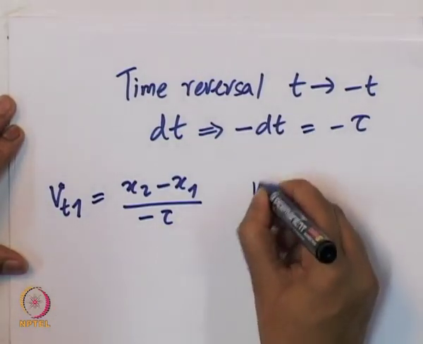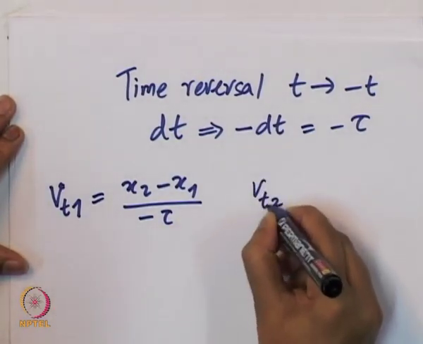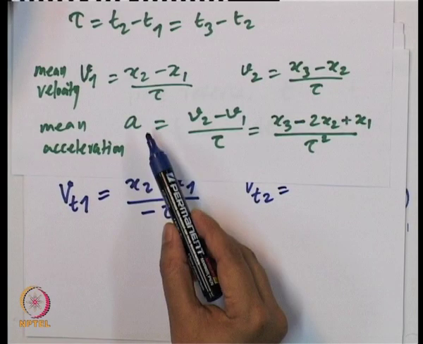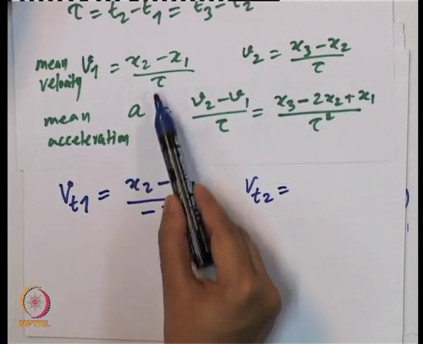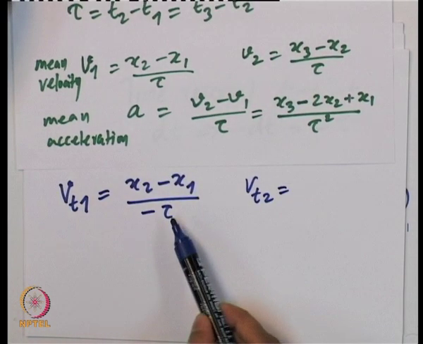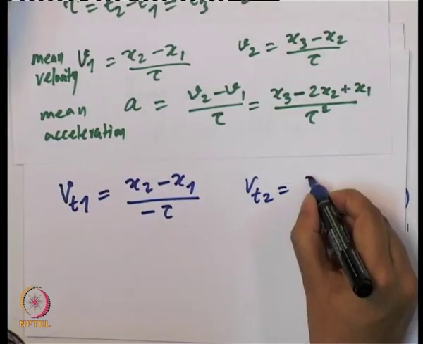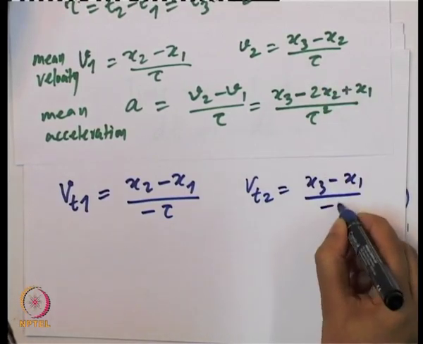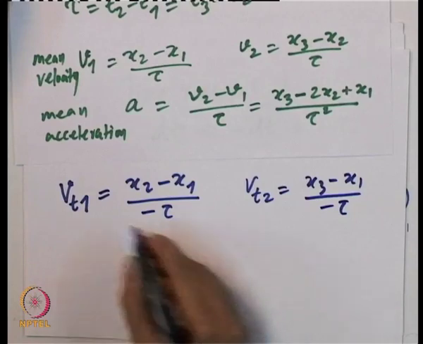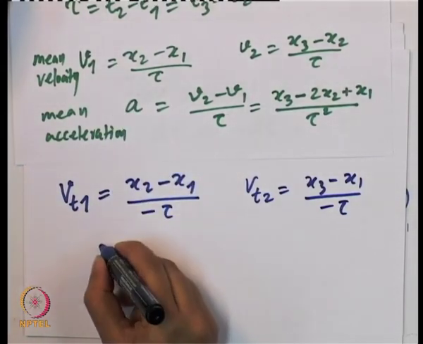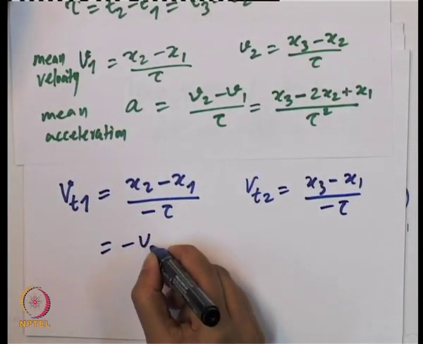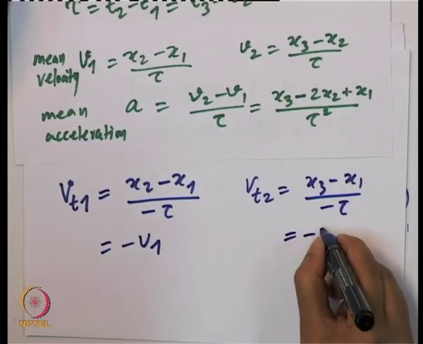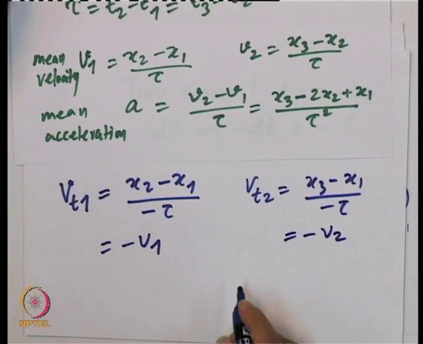Similarly, for the time reversal velocity Vt2, instead of tau I am using minus tau. So for Vt2 I put x3 minus x1, and instead of tau I use minus tau. So these are nothing but the minus of V1, this is equal to minus of V2.